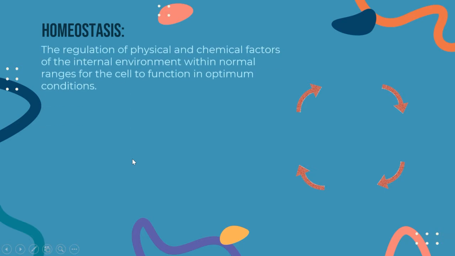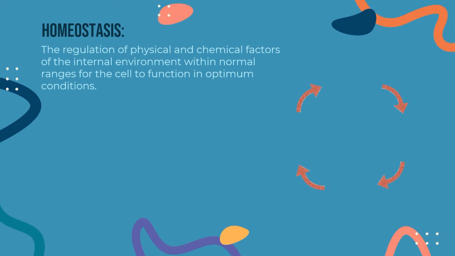Okay, so the first thing is you have to know the definition of homeostasis. Okay, so what is the meaning of homeostasis? Please remember that, right? So homeostasis is the regulation of physical and chemical factors of the internal environment within normal range for the cell to function in optimum conditions. Okay, so that is the definition of homeostasis.